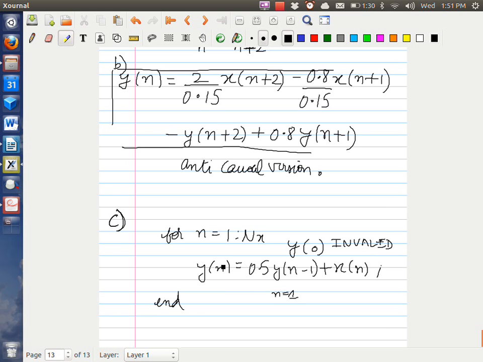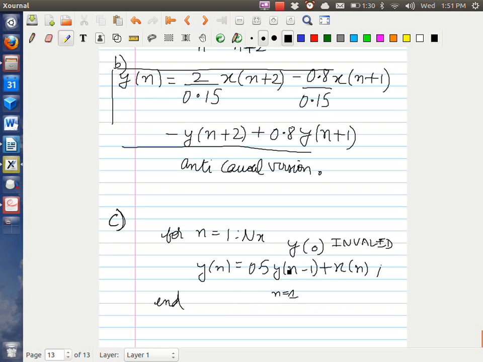So what's the way out of this? Plus 1 with y of n, so y of n plus 1. So n goes to n plus 1, so y of n plus 1 equals 0.5 y of n plus x of n plus 1. But then just after the loop, put an if statement.